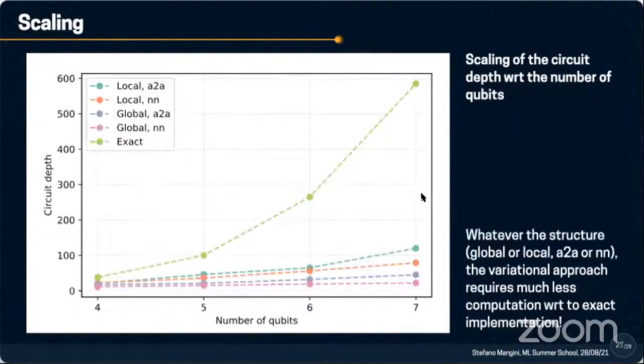But last slide, I promise. Whatever the approach you use, either local, global, all-to-all, nearest neighbor, whatever mix you like, all these variational methods scale much better in terms of circuit depth with respect to the exact method. So if you are trying to do these things, you should go with some variational approximation, because it can fit, for example, in the quantum hardware that we have today.